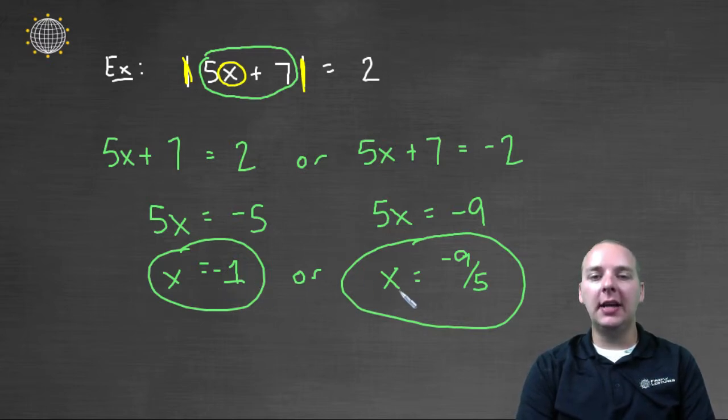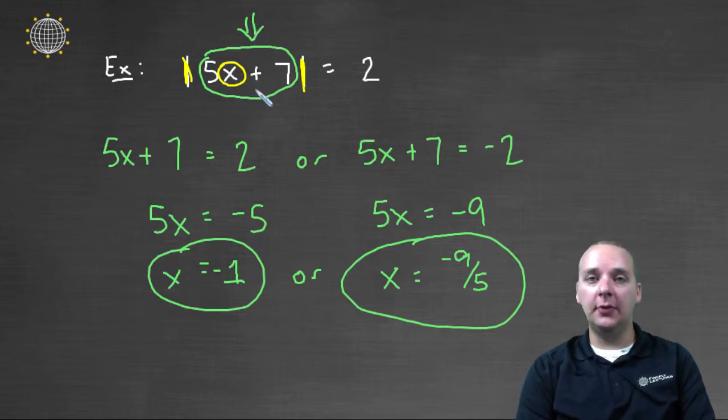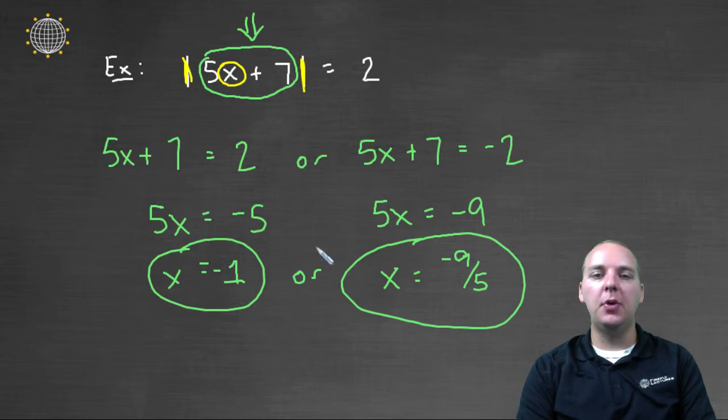So either of these x's, if you plug it into the expression on the left-hand side, will give you either 2 or negative 2. And then the absolute value of either of those would give you positive 2. And so that makes both of these solutions to this equation. All right, let's try one more.